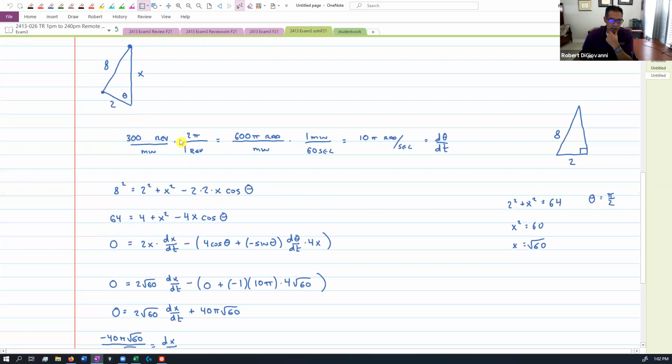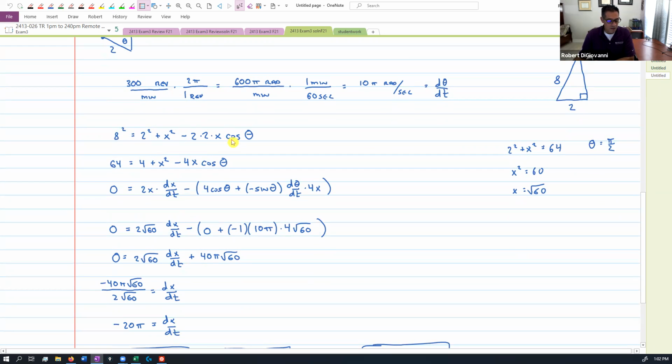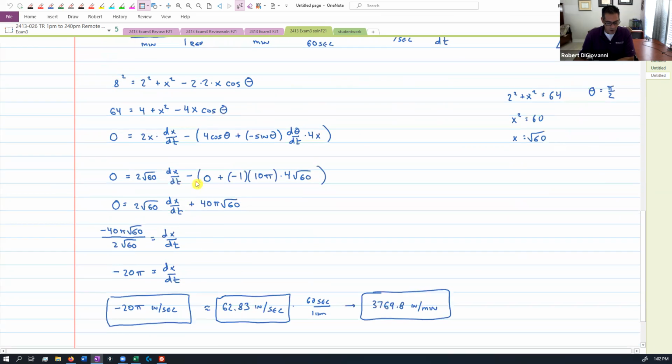You're given the d theta dt. You're told what the RPMs are of the crank, so you have to convert that from revolutions per minute all the way over to radians per second. That's the first thing. That's your d theta dt. And you want to know dx dt, how fast the piston's moving. So here's your equation relating x and theta. You differentiate and plug in.